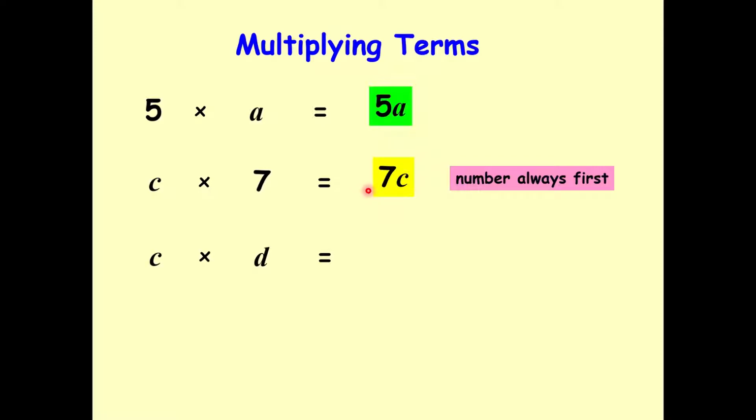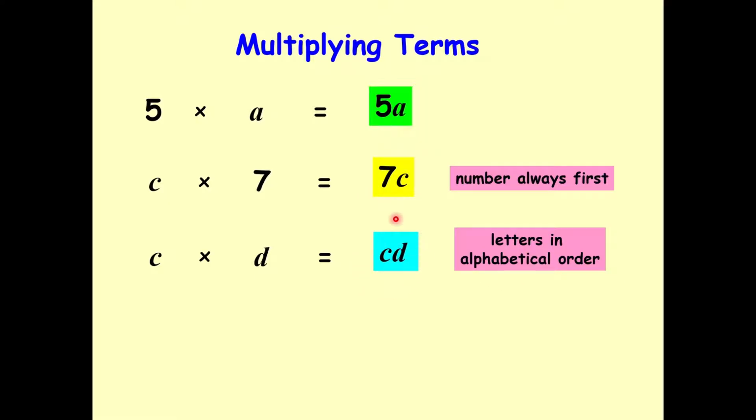If you were to times two letters together, so c times d, same as the two previous examples, you're just going to write them side by side with nothing in between. With letters, it's a good habit to get into writing them in alphabetical order. And lastly, we can multiply more than two terms. So if we had 6 times f times e, that becomes 6ef. So we've got our number first, and then we've got letters after it, and it's also in alphabetical order.